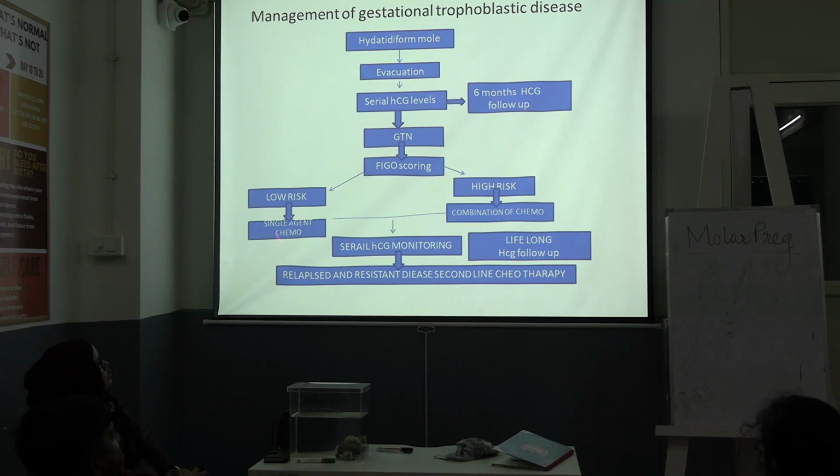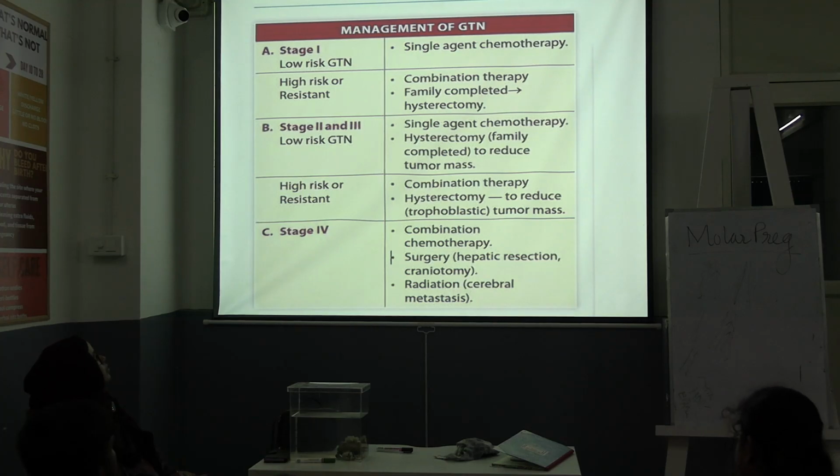If it comes under low risk, single agent chemotherapy, that is methotrexate, will be given. But high risk, combination chemotherapy, that is EMACO regimen, can be given. Here in high risk cases, lifelong HCG follow up is required. Serial beta HCG monitoring will be done. Relapsed and resistant disease, second line chemotherapy can be given. So this is low risk, single agent, high risk, combination therapy. If family completed, hysterectomy can be done.